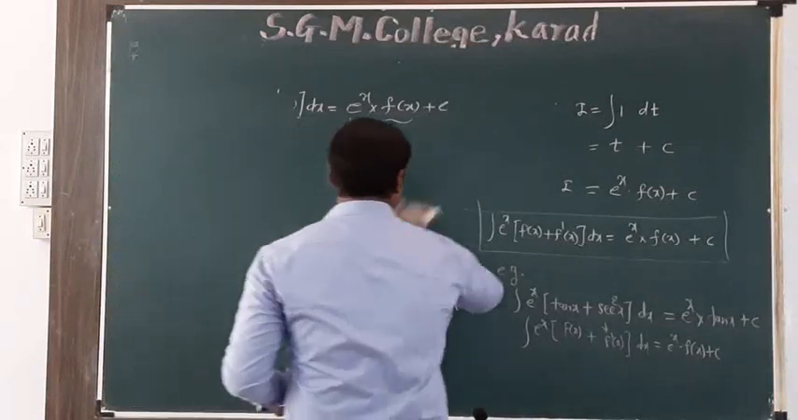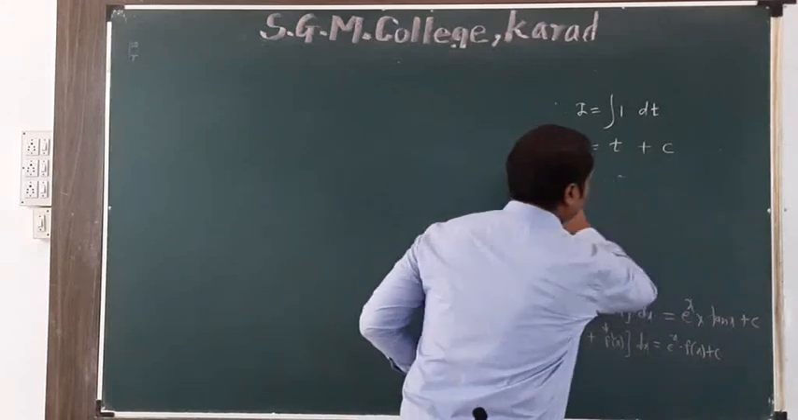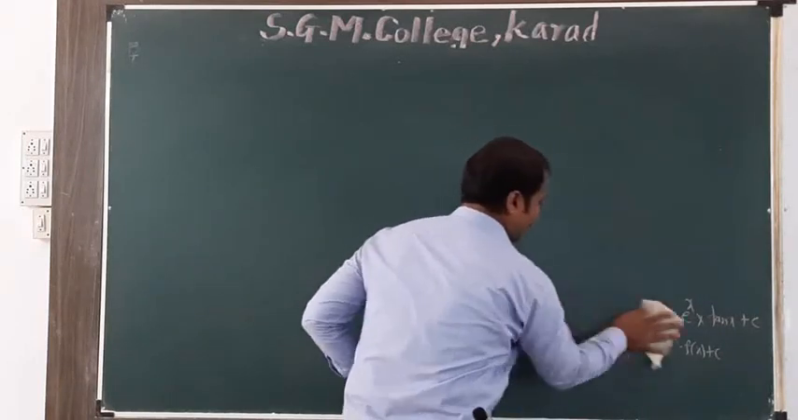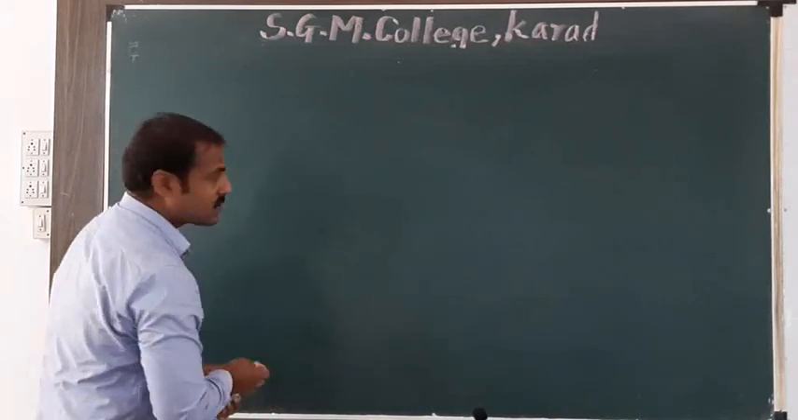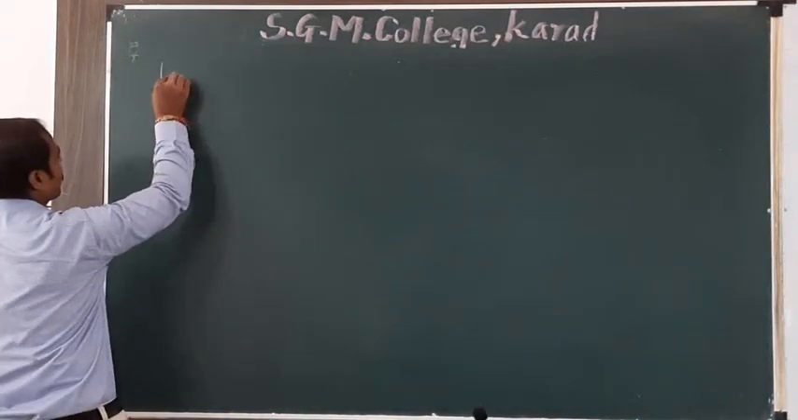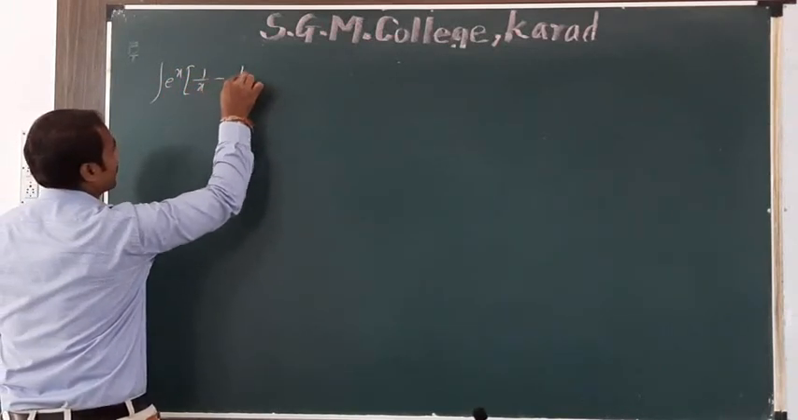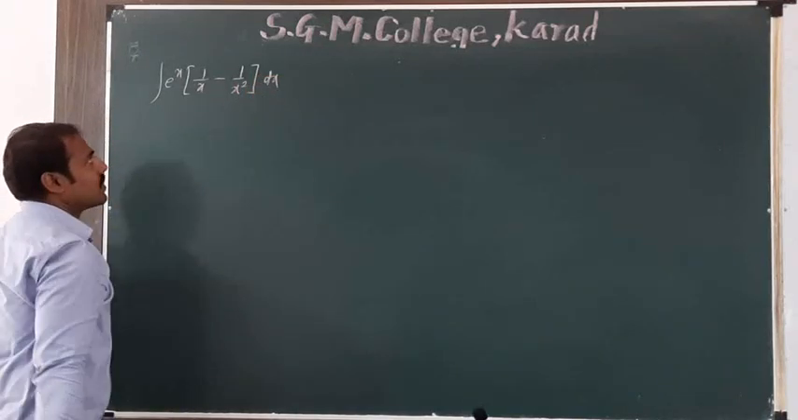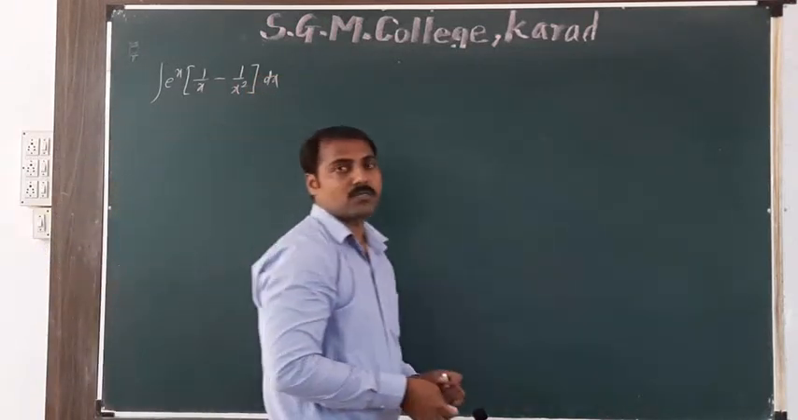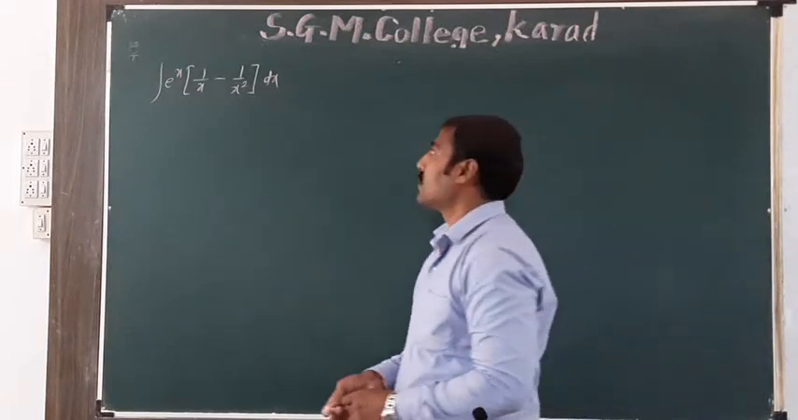Here is the first example on the corollary. Evaluate the integration of e raised to x into 1 upon x minus 1 upon x square dx.